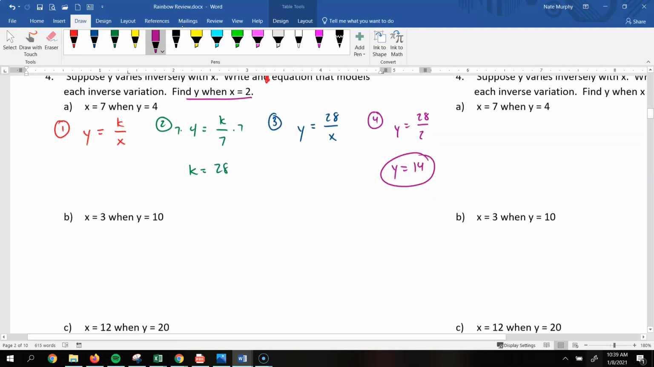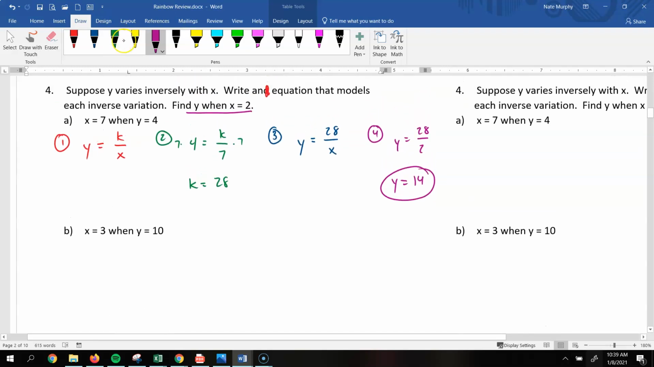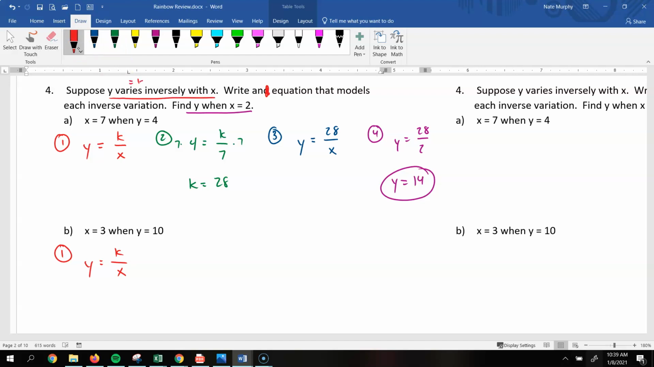All right, let's look at number 4, letter B here. If you're just jumping into this video, we're going to do this in 4 steps. The first step would be to set this up as a general equation again, y equals k over x. The reason we have that is because it says y varies inversely with x. Anytime we see the phrase varies inversely, it means equals k divided by something.